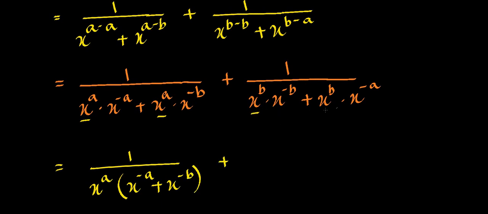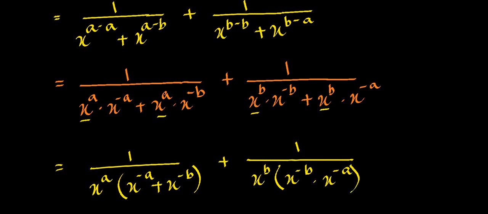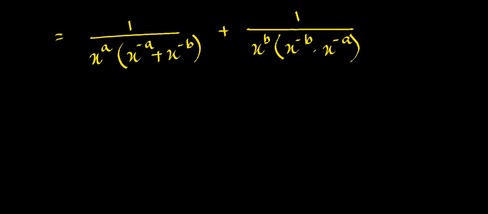Similarly over here we have x raised to b as a common factor. So we bring that common factor out, x raised to b into x raised to minus b into x raised to minus a. Now children, try to look at the bigger picture. What's the bigger picture? We can factorize this further. Why? Because we have this whole thing as our common factor. See, x raised to minus a, x raised to minus a, x raised to minus b, x raised to minus b. We have this whole thing as our common factor.